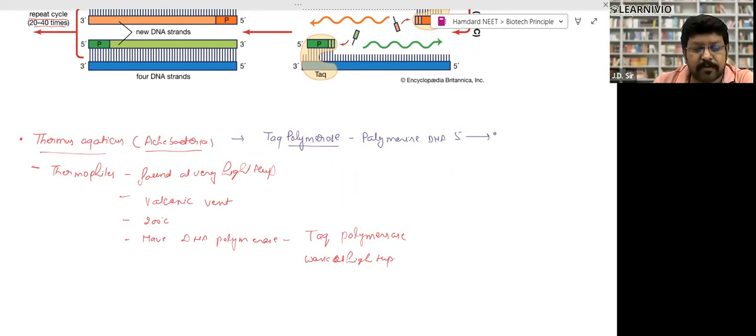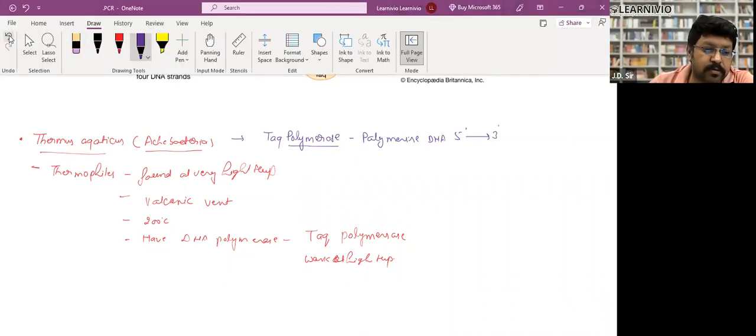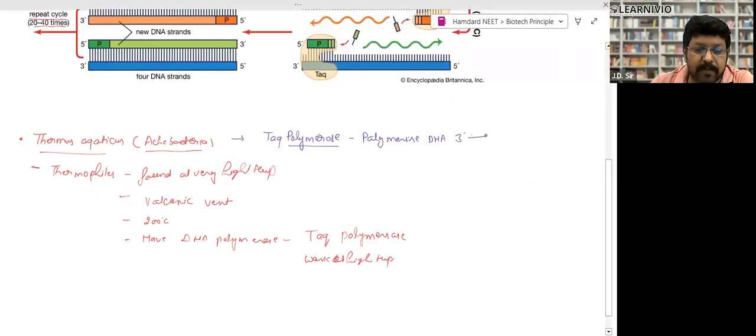5 to 3 prime. The same thing. Polymerization takes place 5 to 3 prime, right? So, 3 to 5 prime. It takes place 3 to 5 prime, right? The same thing. Now, what is the Taq polymerase?